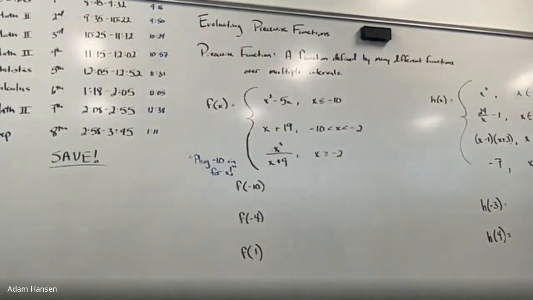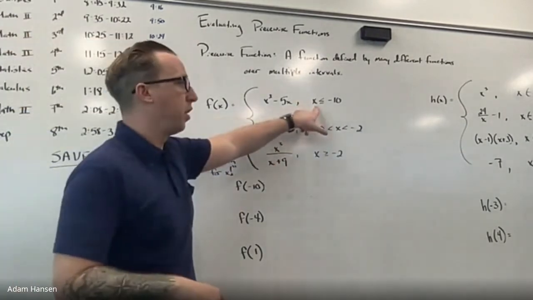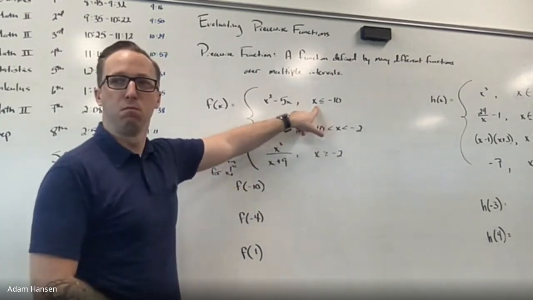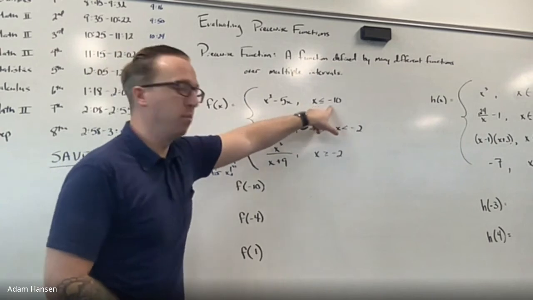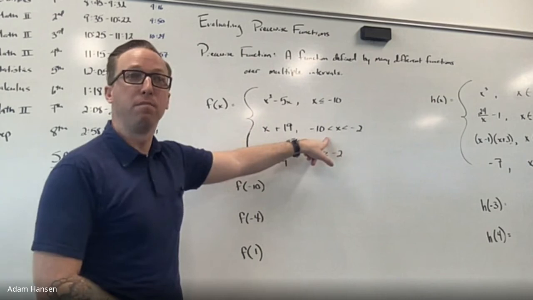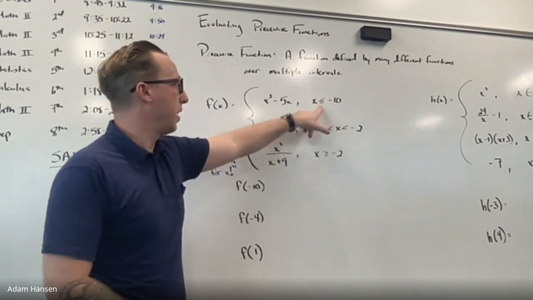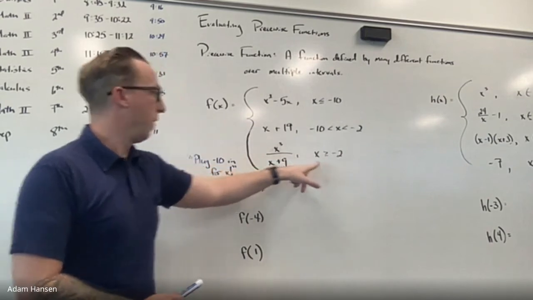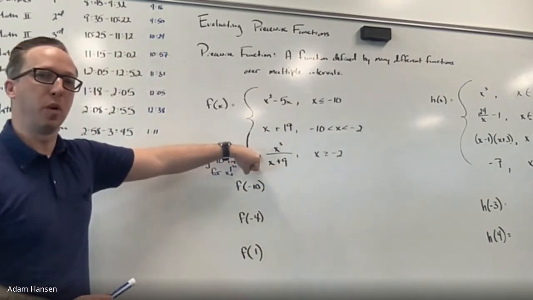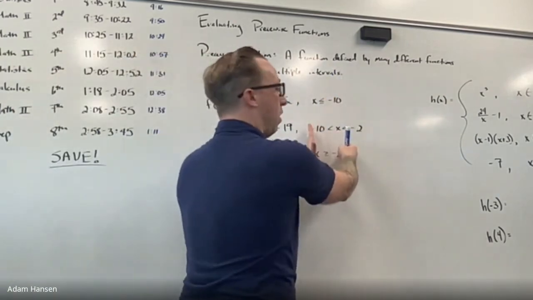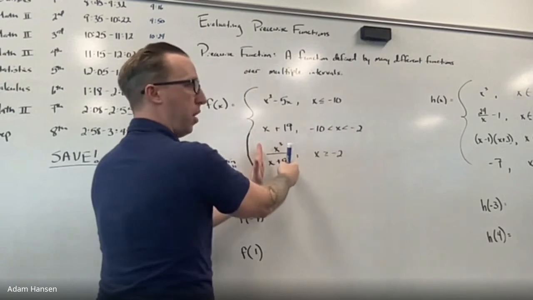Let's try another one. Let's try 0, for example. What do I do with 0? Is 0 less than or equal to negative 10? Is 0 more than negative 10? Yes. So it's not less than negative 10. Is 0 between negative 2 and negative 10? So 0 doesn't work here. Is 0 more than negative 2? Yes. So if I had to plug in 0, I would do it into this expression. These intervals help you figure out which expression to plug your number into.